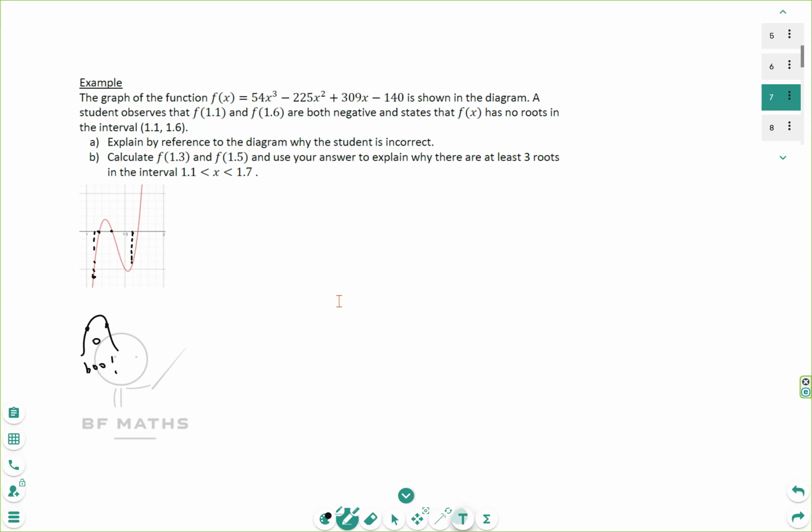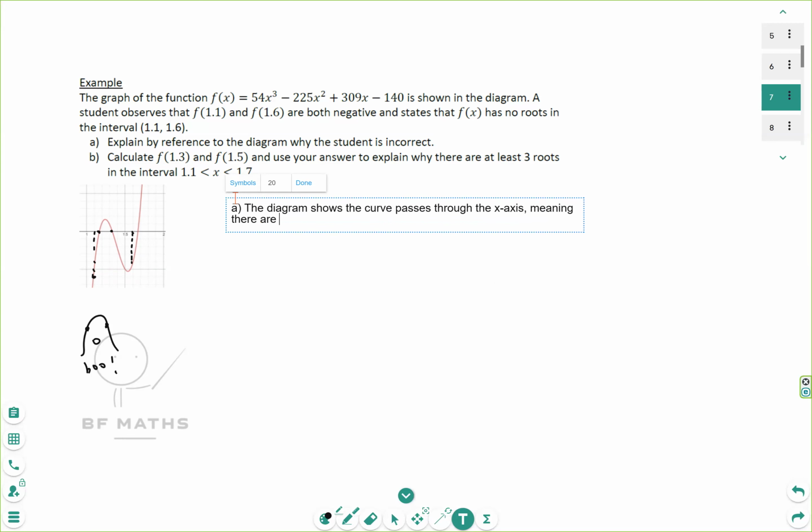Anyway, part A: clearly, the diagram shows the curve passes through the x-axis, meaning there are roots between x equals 1.1 and x equals 1.6. So the student is incorrect. Part B: calculate f of 1.3 and 1.5 and use your answer to explain why there are at least three roots in the interval between 1.1 and 1.7.